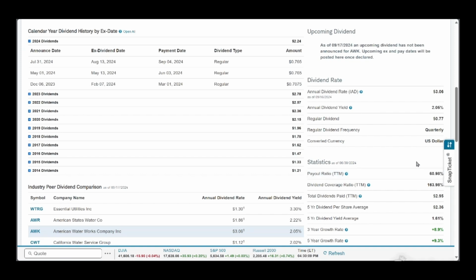And a low payout ratio might indicate that a company is reinvesting most of its earnings into, say, growth, while a high payout ratio could indicate that a company is paying out most of its profits as dividends.